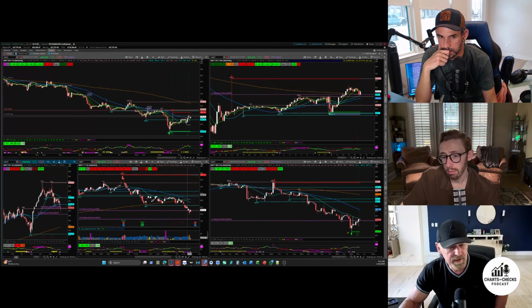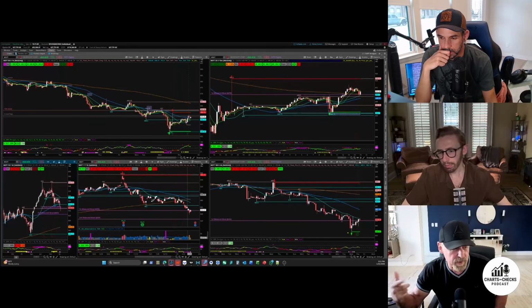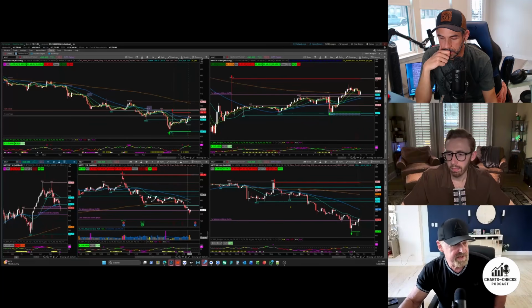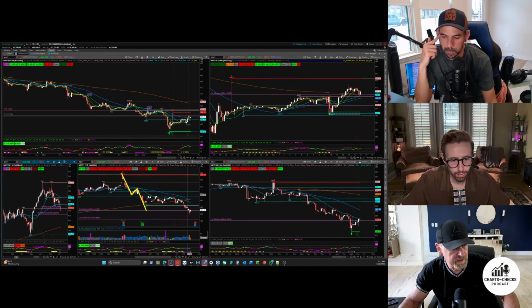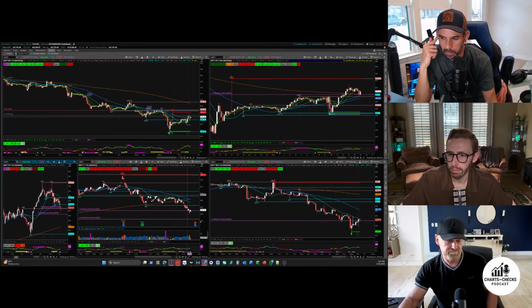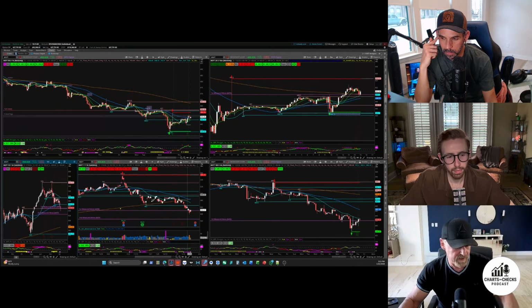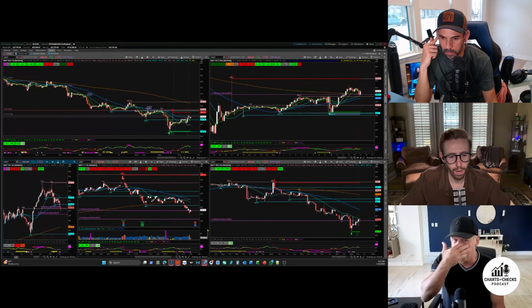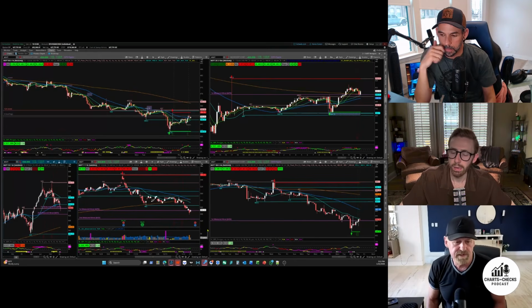So this is kind of setting up like what we were talking about. You see this ABC pattern here, A, B and C right there, and then it had another one, A, B, C right here. Okay. So it has really been hammered lately, and maybe it's time to actually turn around. It's definitely one to watch.